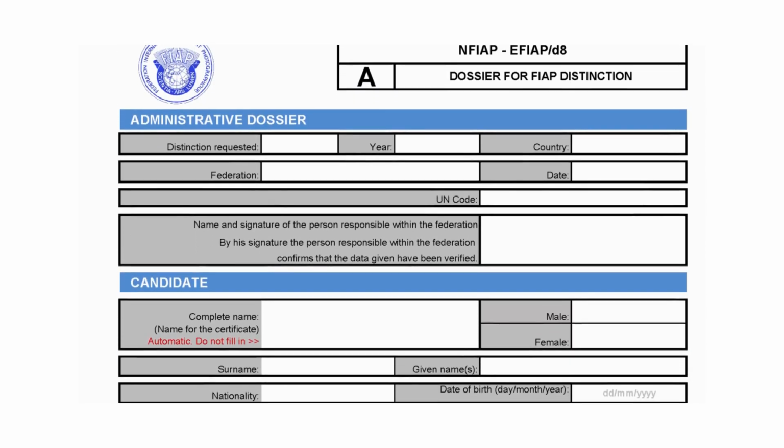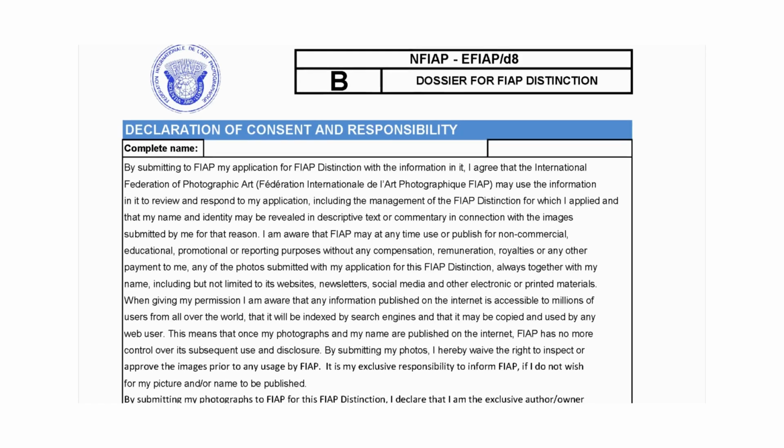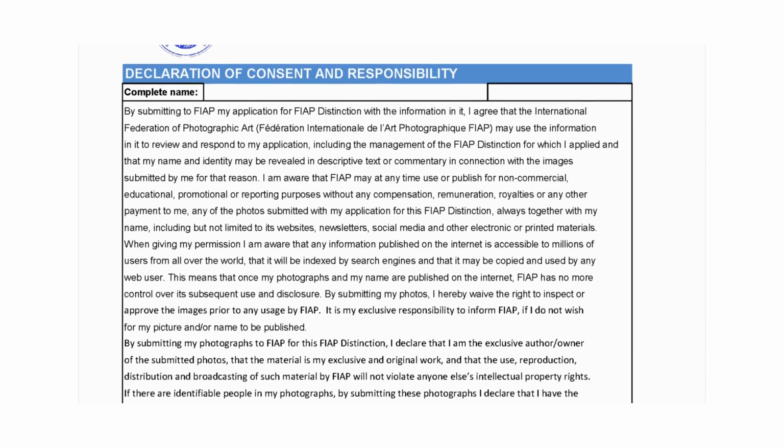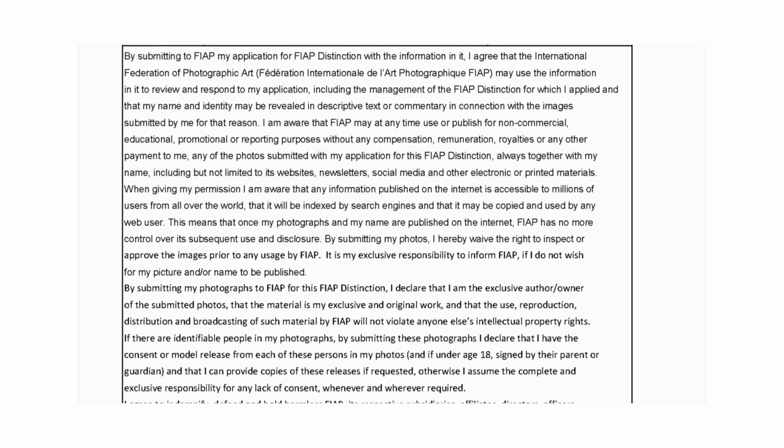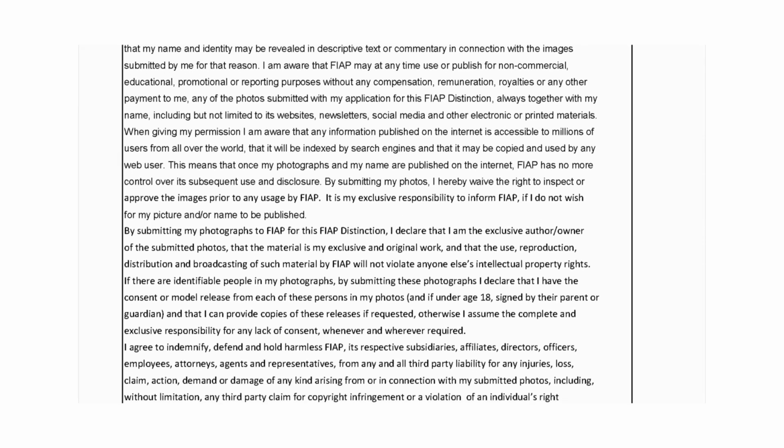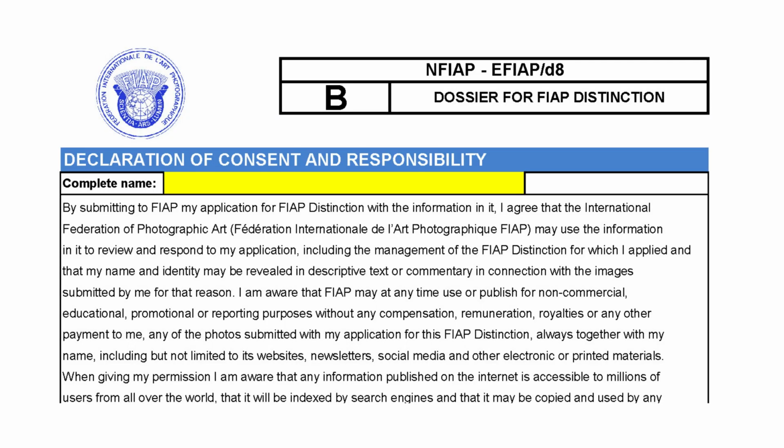Now that page A is completed, we move on to page B of the dossier. Page B contains the declaration. This page confirms that the works you are submitting are your own, and that you agree to the rules and conditions set by FIAP. At the top of this page, your full name will appear automatically. It is auto-filled from page A, based on what you entered as your surname and given name. You do not need to type anything here.